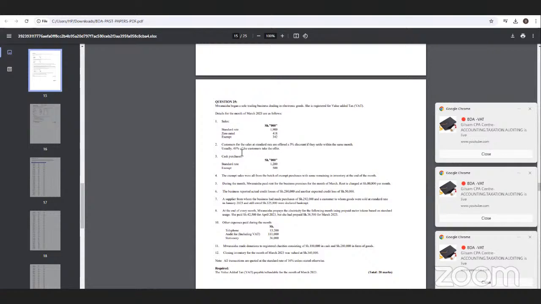And then number 11, Mwanaisha made a donation to a registered charity consisting of cash and some in the form of goods from closing inventory, valued at that amount. Now we have been told all the transactions are quoted at the standard rate of 16% unless otherwise stated.